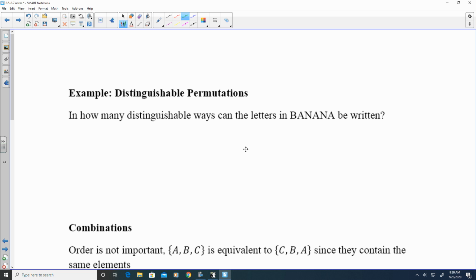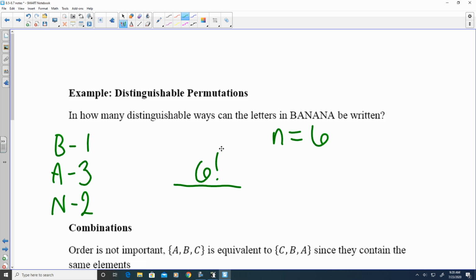Like this example where we have the word banana, and we are trying to figure out how many distinguishable ways we can write the word banana. There are 6 letters in all, and a 6. And for our different categories, we have 1 B, 3 A's, and 2 N's. So those are our 3 different categories. Those are what's going to go on the bottom of our distinguishable permutations formula: 6 factorial on top, 1 factorial, 3 factorial, 2 factorial, all on bottom.